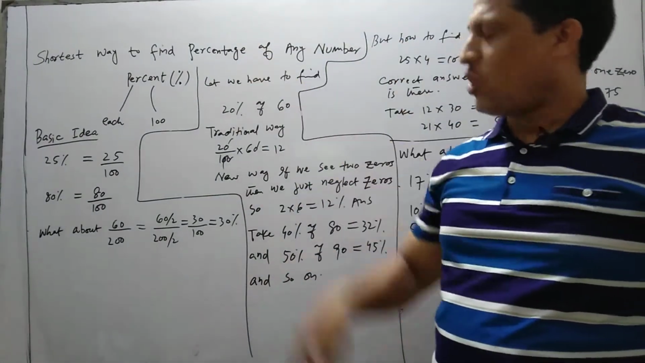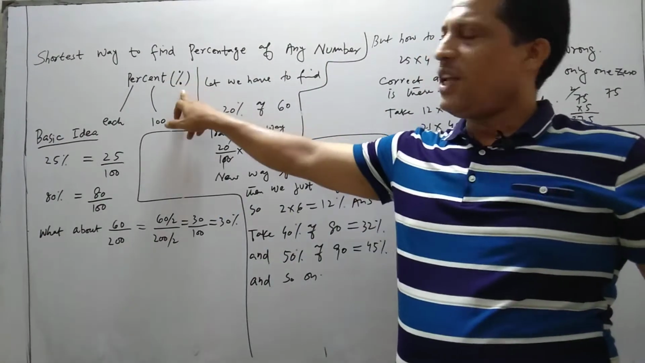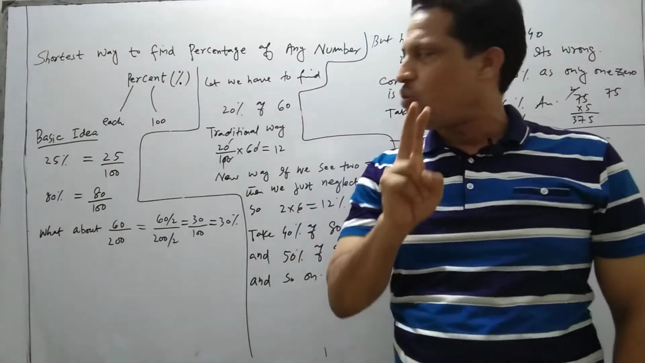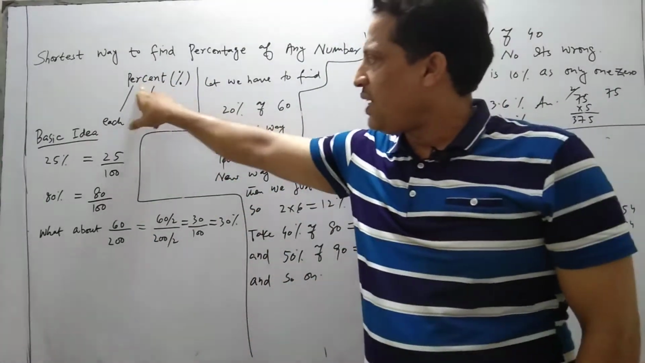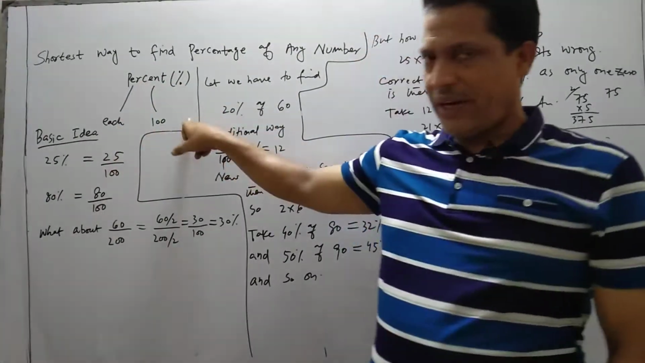Our today's topic is the shortest way to find the percentage of any number. What is the meaning of percentage? The word percent consists of two words: per and cent. Per stands for each and cent means 100. So percent means each 100.